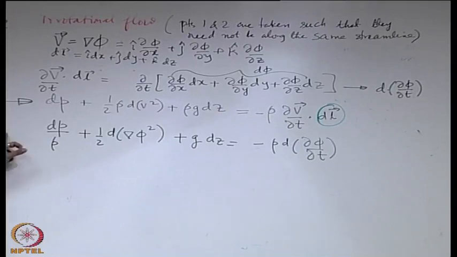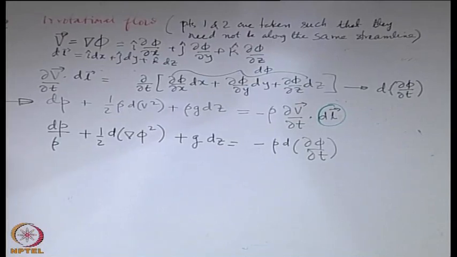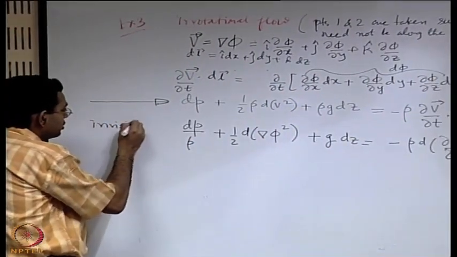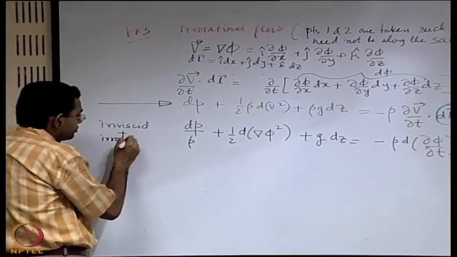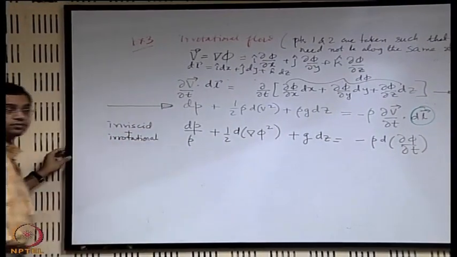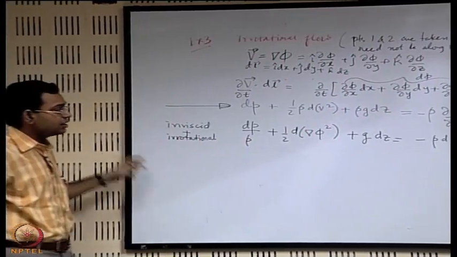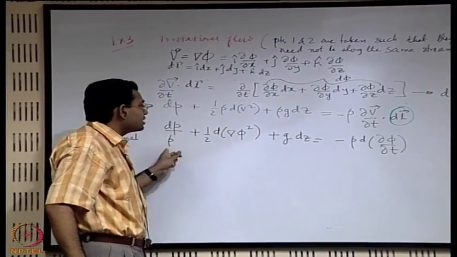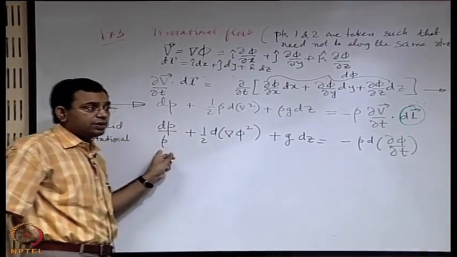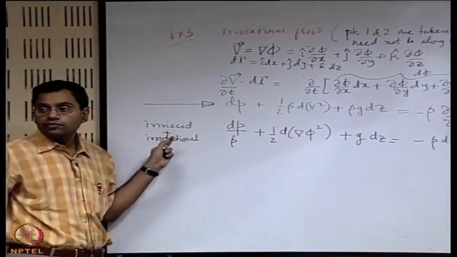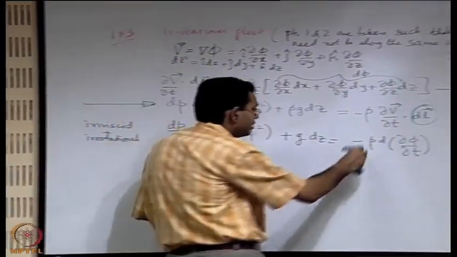This is the Euler's equation in terms of the velocity potential, valid under what assumptions? Inviscid flow and irrotational flow. So this is valid for inviscid plus irrotational flow. There is no other assumption, because it does not require to be along the same streamline, and till this stage it is not necessary to make rho equal to constant. If you make rho equal to constant and then try to integrate it, then that will come on the RHS, oh sorry, it should be divided by rho, correct.